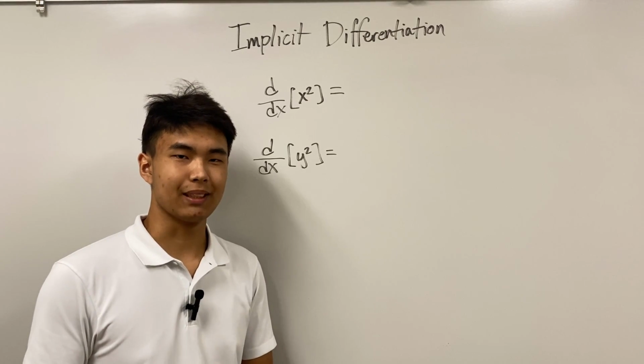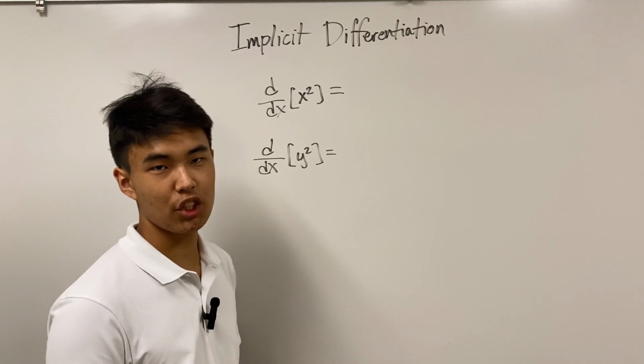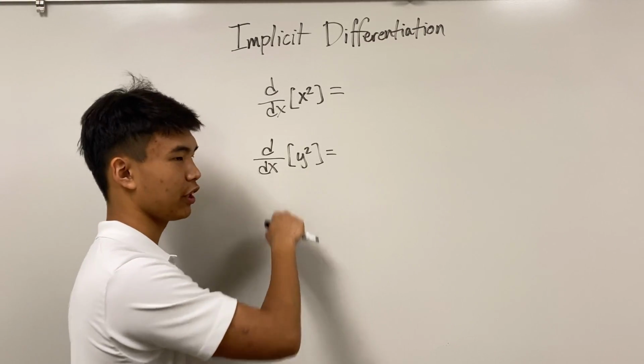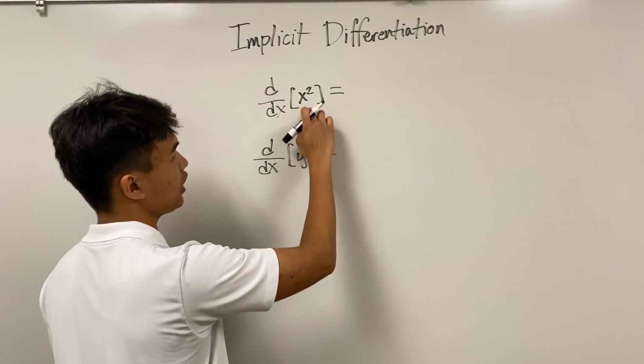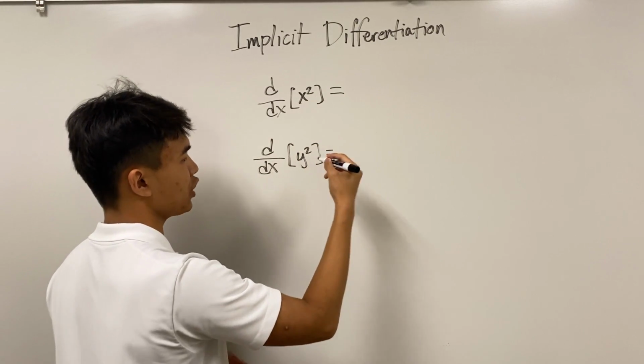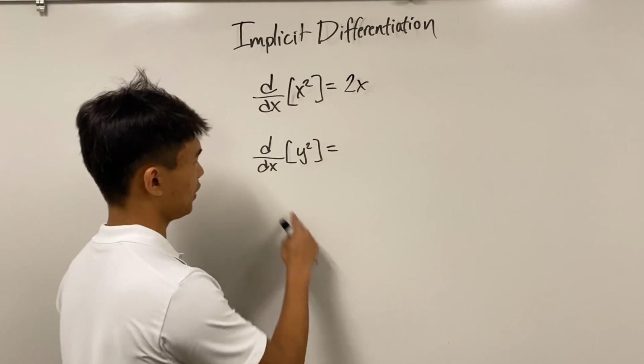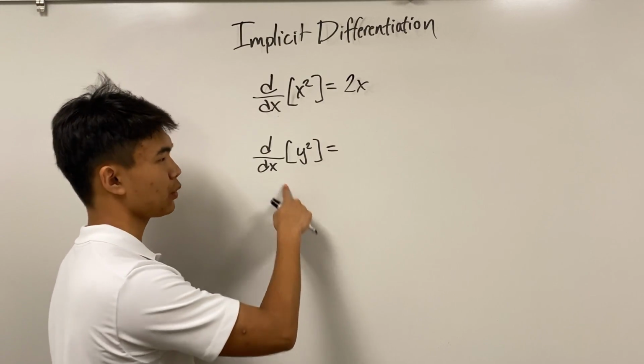Today, we're going to talk about implicit differentiation. Implicit differentiation is used when the variable we're differentiating doesn't agree with the variable it's being differentiated with respect to. Here, we're differentiating x with respect to x, so we can just use normal derivative rules and say that this is 2x by the power rule. But here, we're trying to differentiate y with respect to x, so it's not that simple.